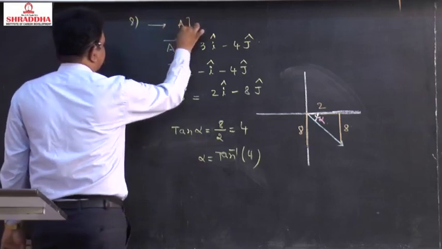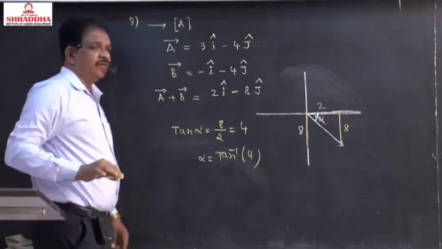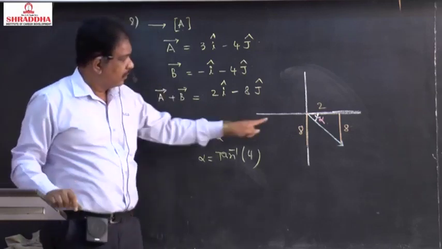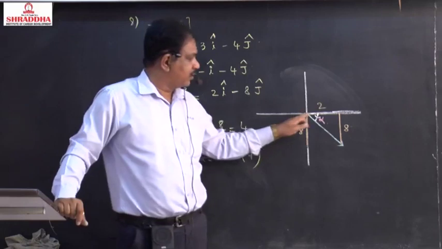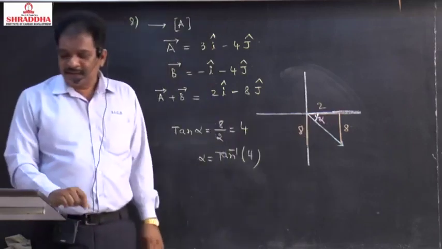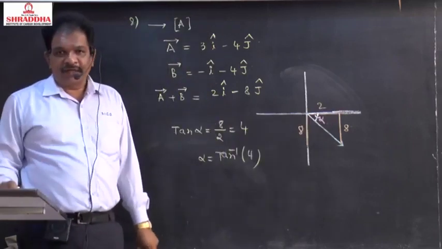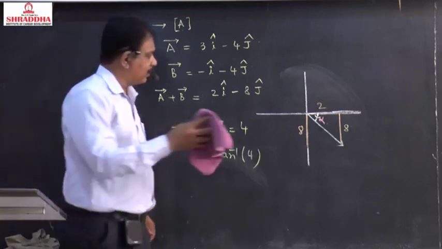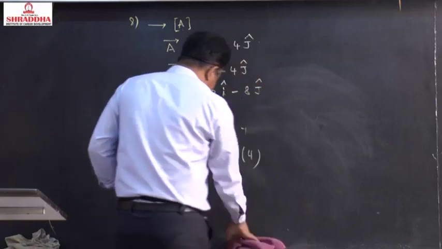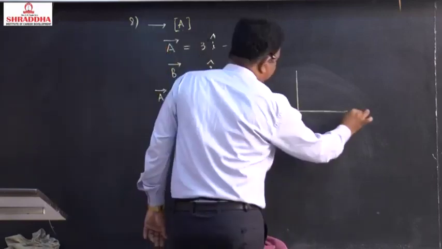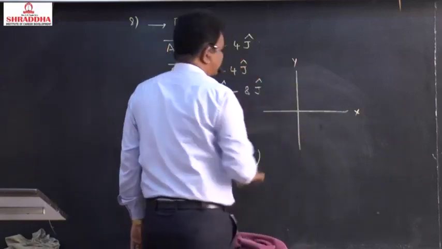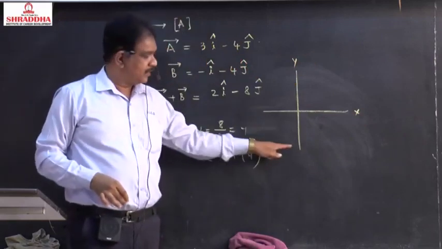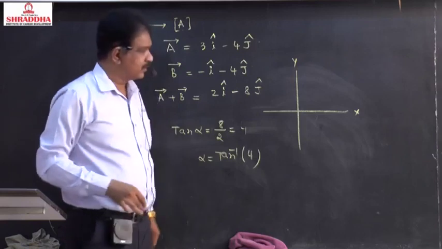A. First option. What is the answer they gave? Tan inverse 4. The angle is tan inverse 4 with the positive x-axis in clockwise direction. That is the answer. For better understanding, we will take one or two examples on this. This is the x-axis, this is the y-axis. This will be the negative x-axis. This will be the negative y-axis.